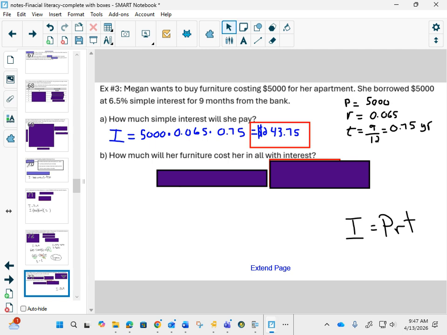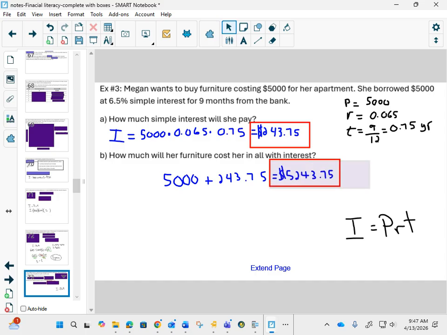So now how much does the furniture cost her in total? It'll cost her the initial amount, $5,000, then she has to add the interest that was charged. She's going to pay extra for it. And this is something to be aware of when borrowing money.